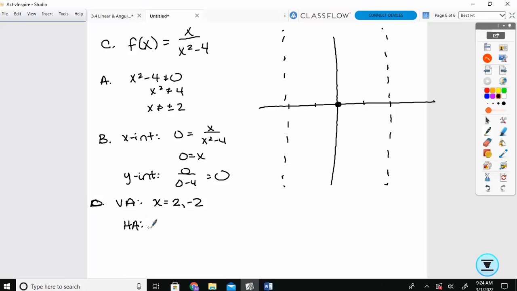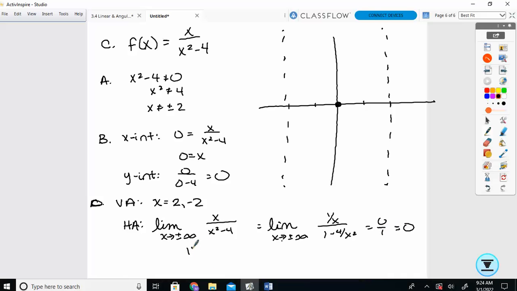How do we do the horizontal asymptote? Limit as we approach positive and negative infinity. Right now it's infinity over infinity, so you have to divide everything by the highest power of x. So if you take it times 1 over x squared, then you get 0 over 1, which is 0. So the horizontal asymptote is y equals 0. Are we still doing okay?